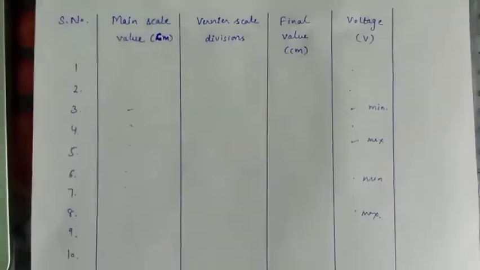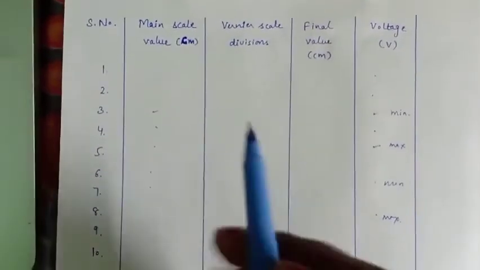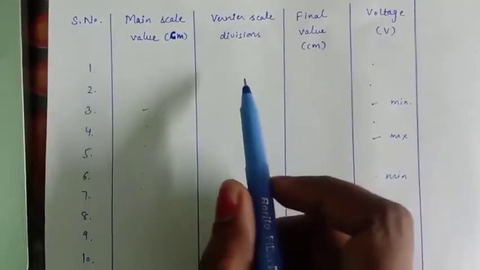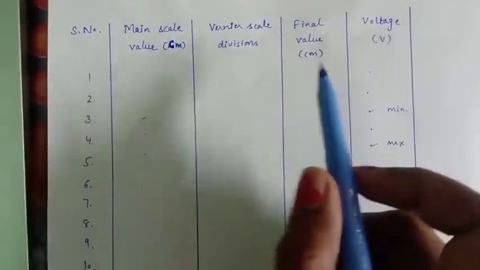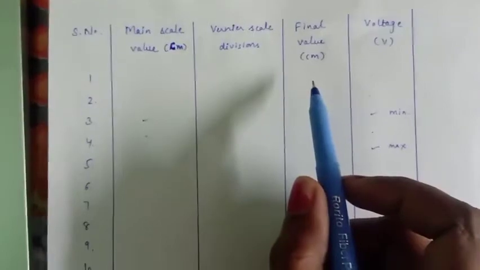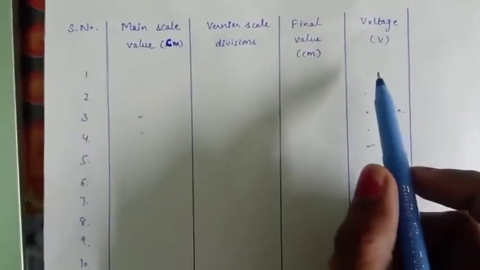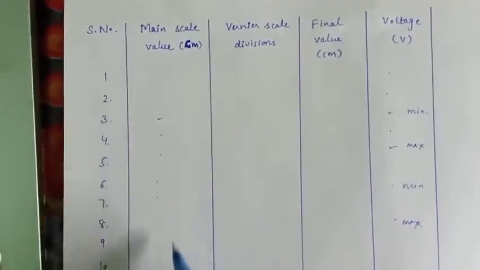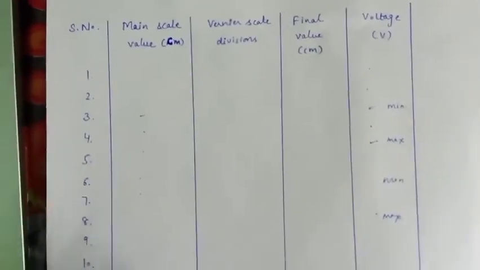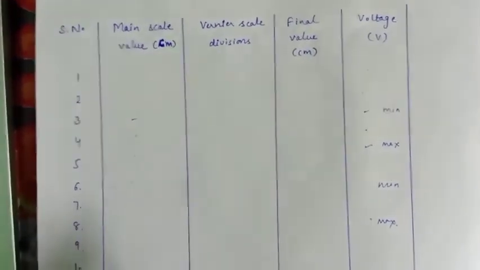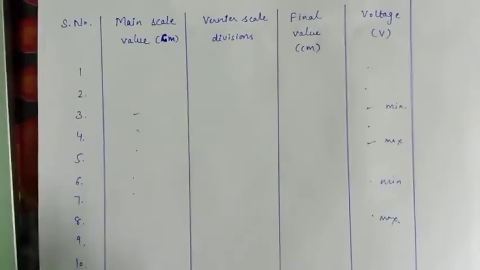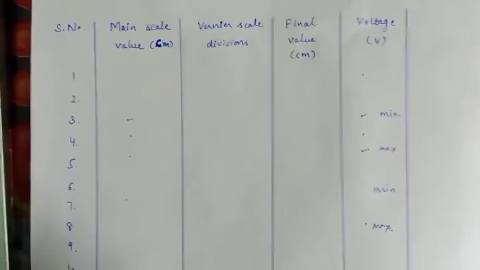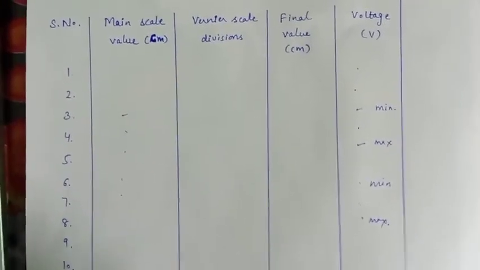Now this is our table where we will list several values for screen position through main scale, vernier scale, and the final value that we had just discussed, and the corresponding voltage observed on the multimeter. Keep in mind that we do not have to only note down the maxima and minima positions, but the in between values also, because we will plot the intensity variation versus the screen position.